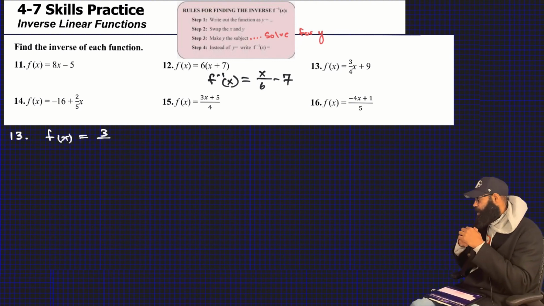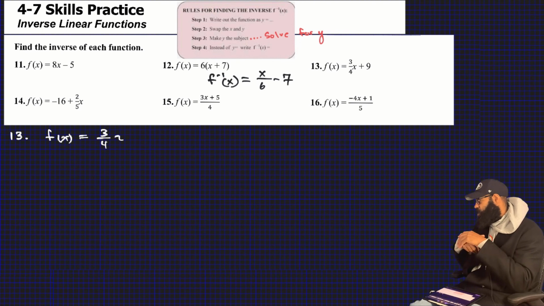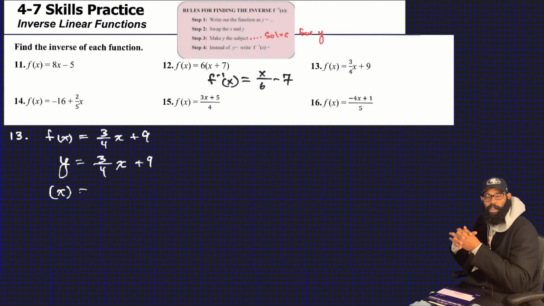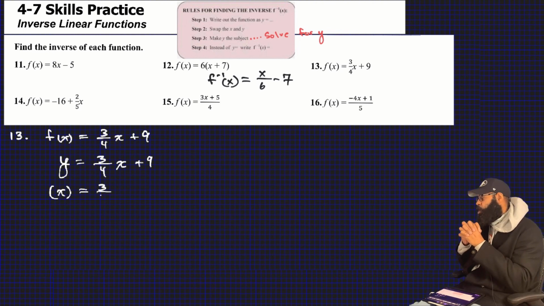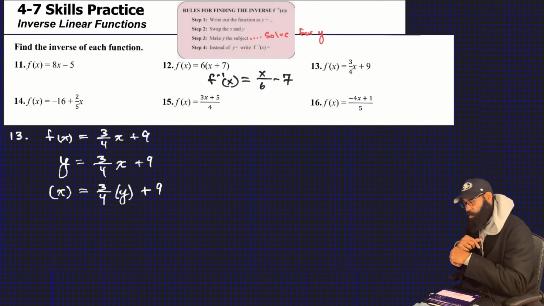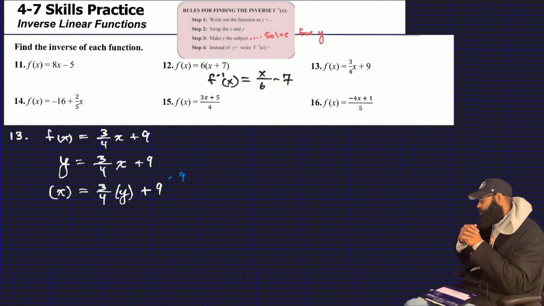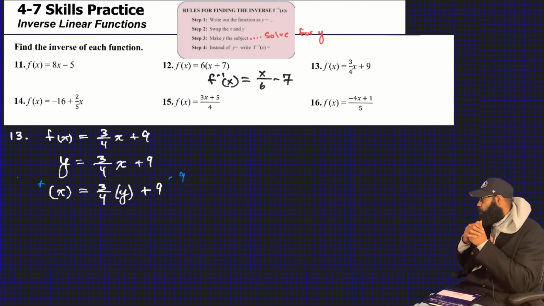Again, first step, recognize that the function of x is equal to 3/4 x plus 9. We're gonna rewrite that function as an equation. Yeah, just y equals 3/4 x plus 9. Looks like our traditional linear equations, right? Since we're writing the inverse function, we're swapping the x and y. So now instead of saying y equals, we're gonna say x equals. And of course, solve for y. We've got our traditional 2-step here.